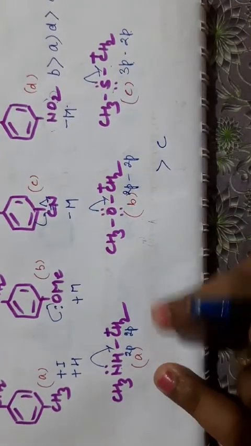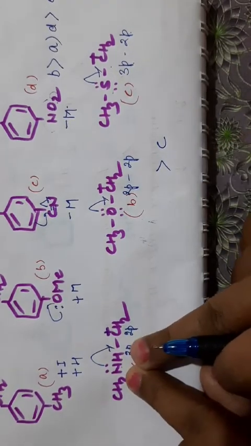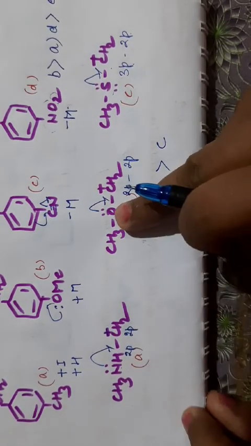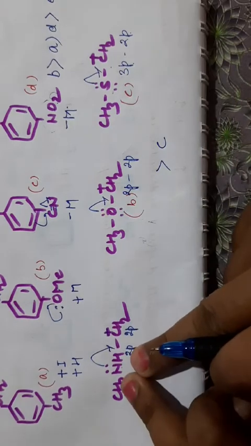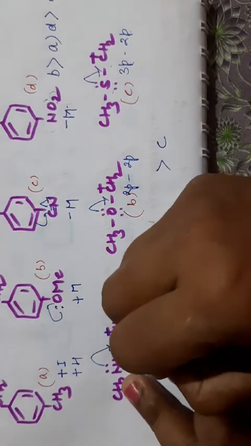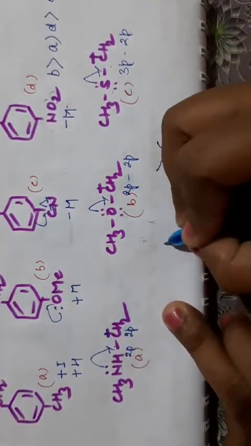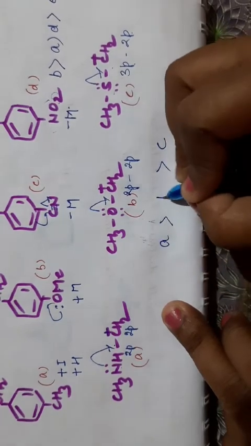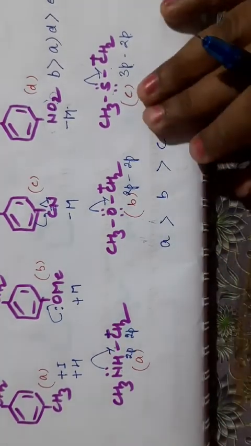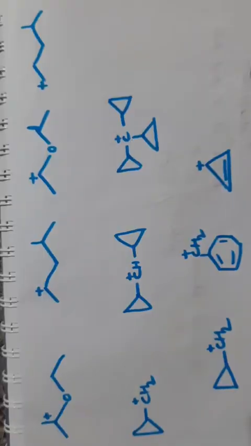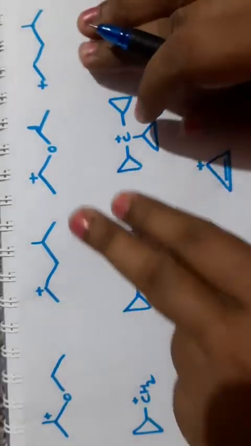Now we have to decide between A and B. See, nitrogen is less electronegative as compared to oxygen. Less electronegative means it can donate its lone pair easily to this bond. So A will be more stable than B, B will be more stable than C. This is the arrangement.